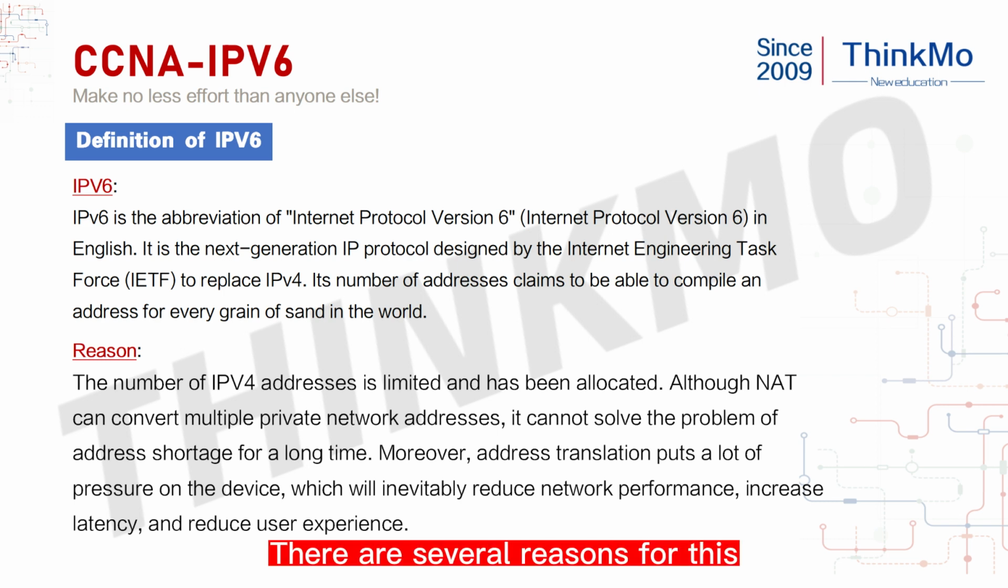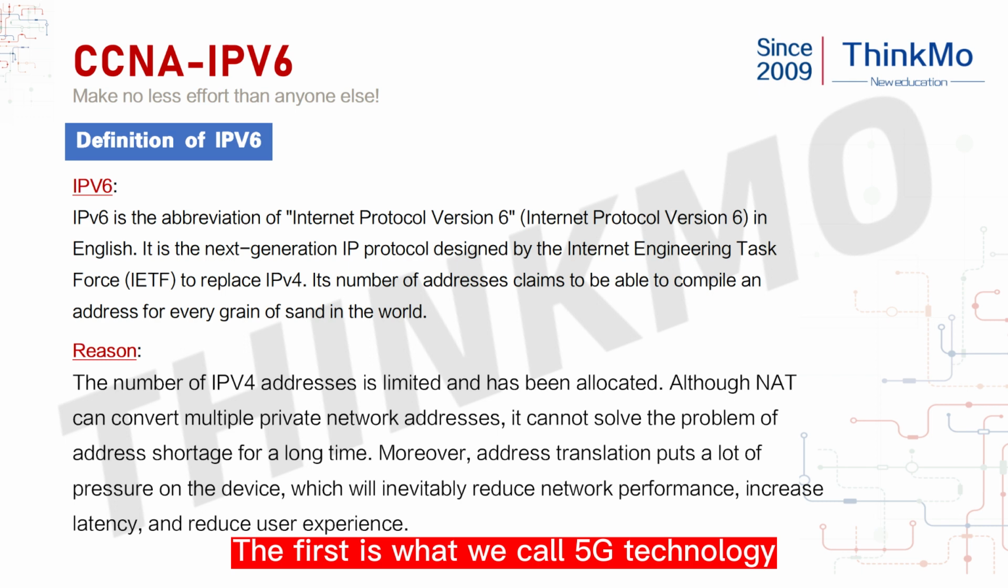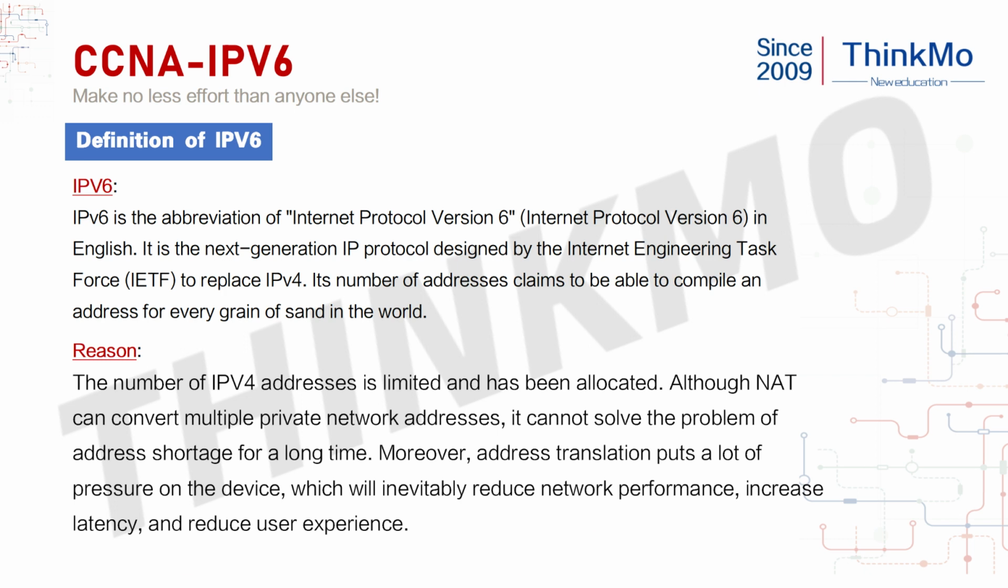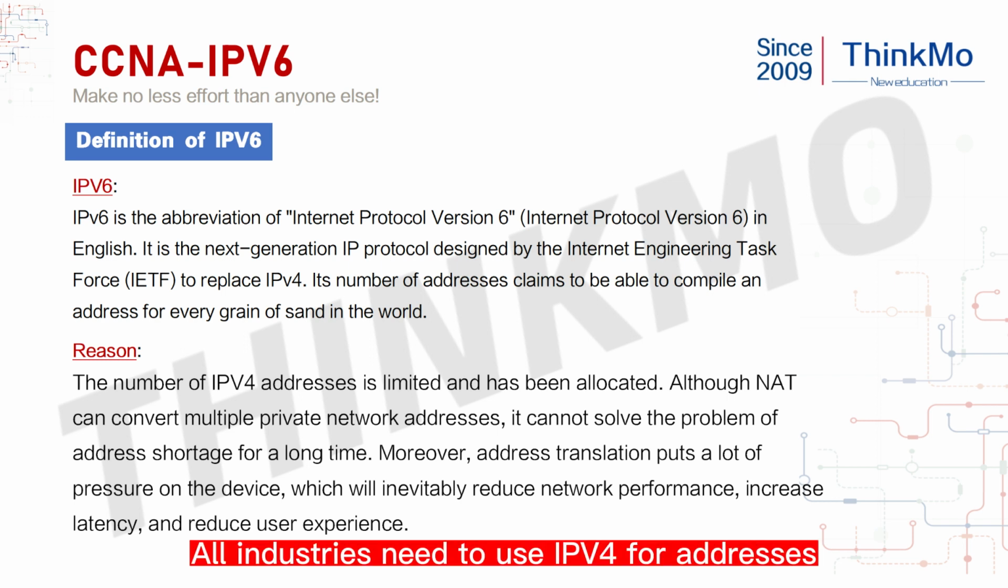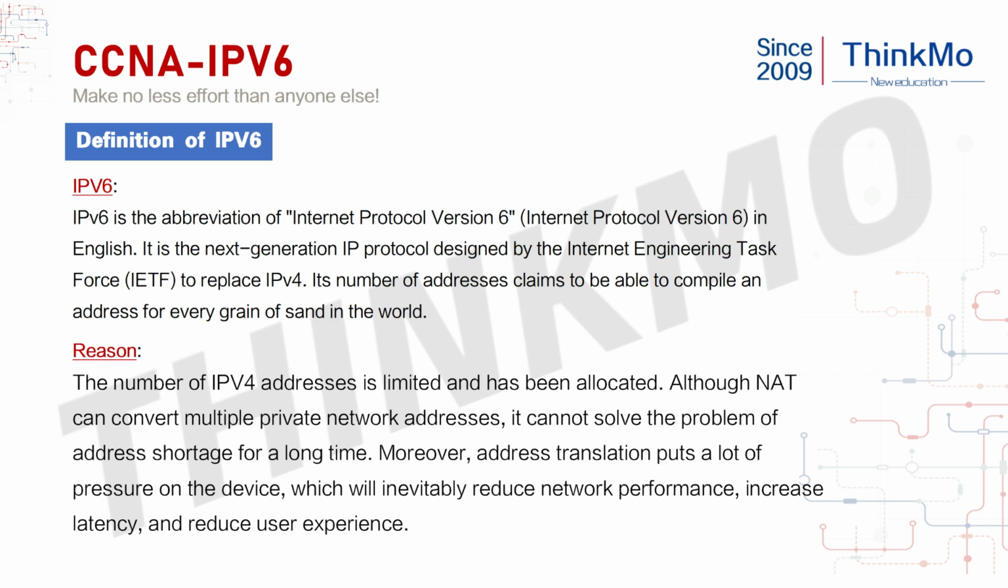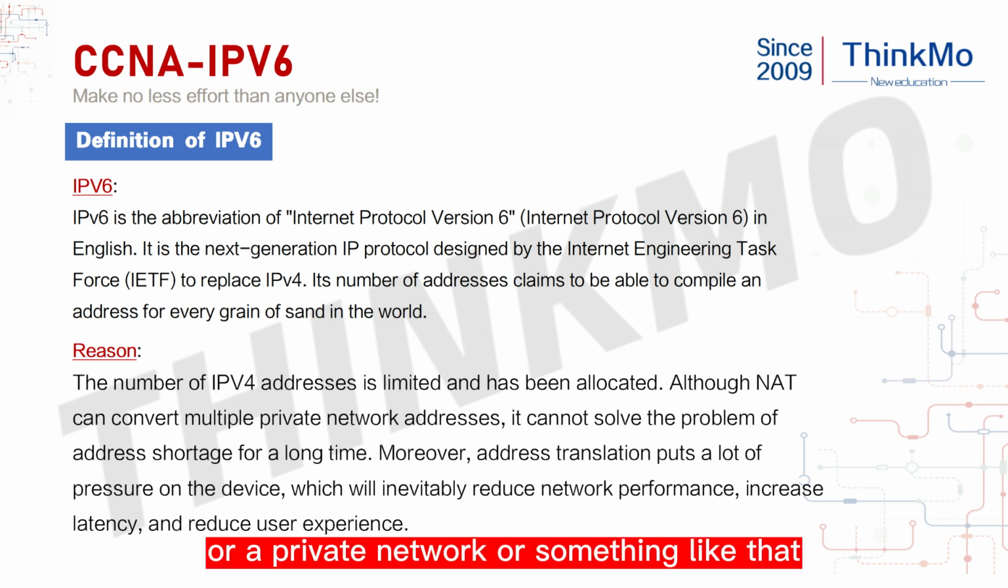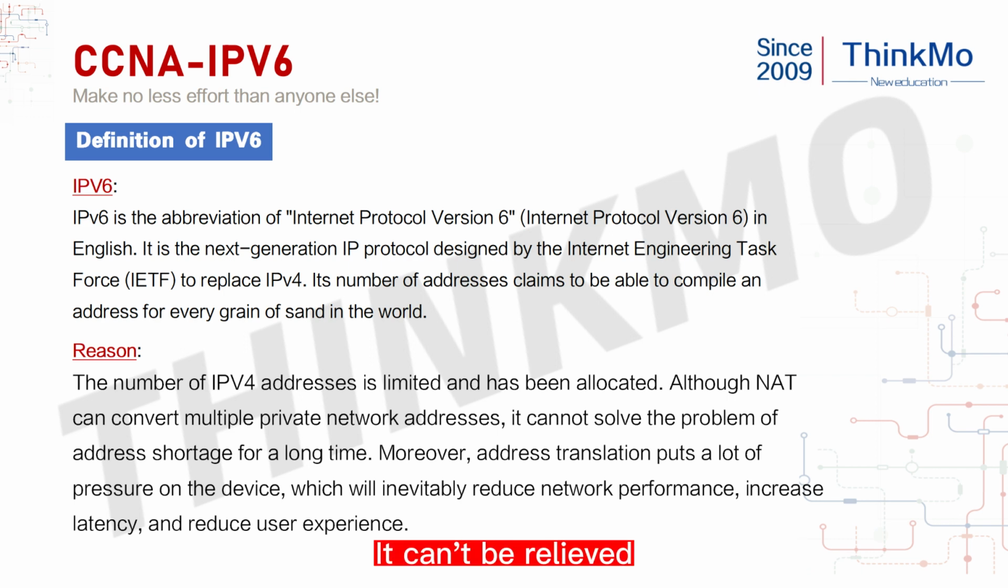There are several reasons for this. The first is what we call 5G technology, which is developing rapidly. And then there's the Internet of Things. For example, some household appliances are probably all connected to the Internet. All industries need to use IPv4 addresses, and they had been allocated out by 2011. Even if we use CIDR, variable length subnet mask subnet division, or a private network or something like that, it can't be relieved.